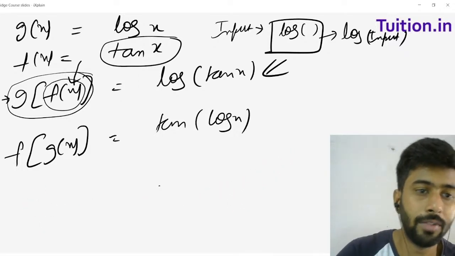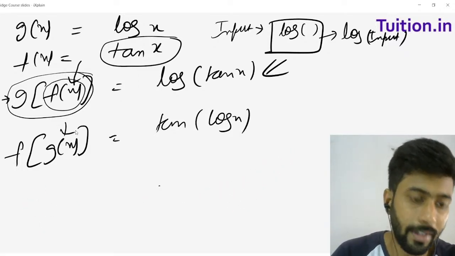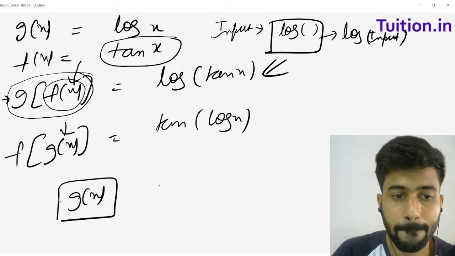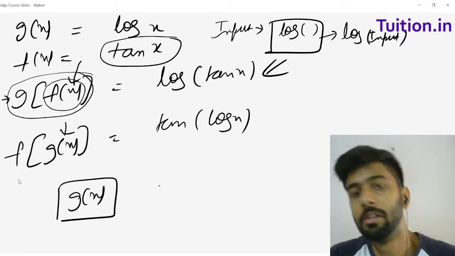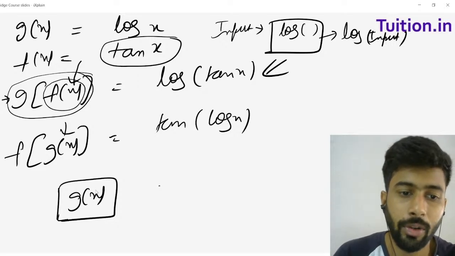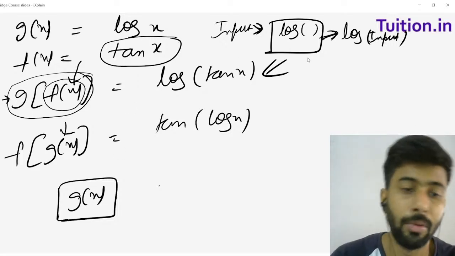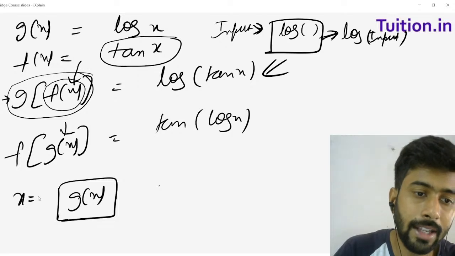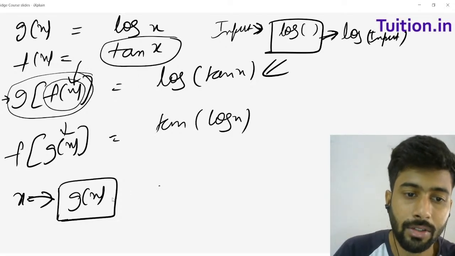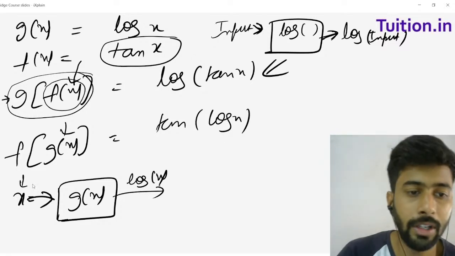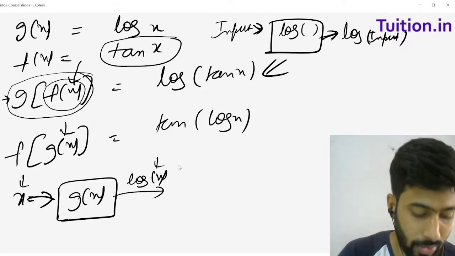Let's see what f of g of x is. Because g of x is the innermost guy, put it on the left side. And what is g going to do? G knows one thing. Whatever input you give, it will give the log of that input. So here you are giving x as input to g. So g will give log x as output. Correct? Whatever input you give, g will give log of that as the output.